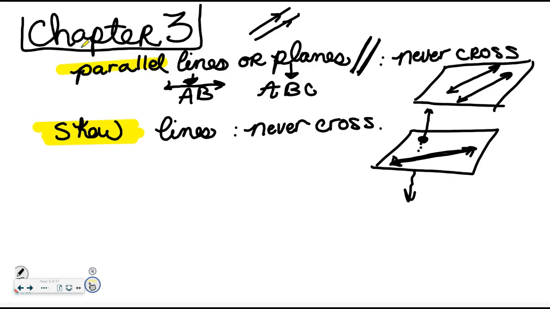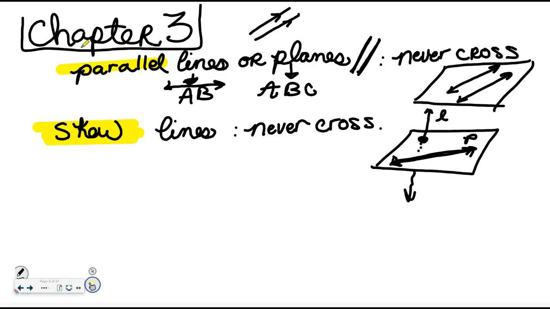If I stab one through over that way, it'll never cross, right? But they're not parallel because they have different slants to them. You see these have different slants, line L and line P, but they'll never cross because L is behind P, stabbing through the paper. So skew lines never touch or cross each other, but they have different slopes to them.